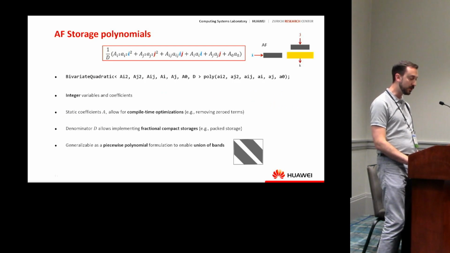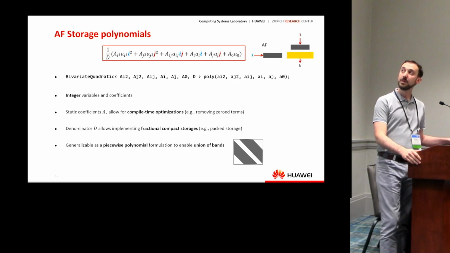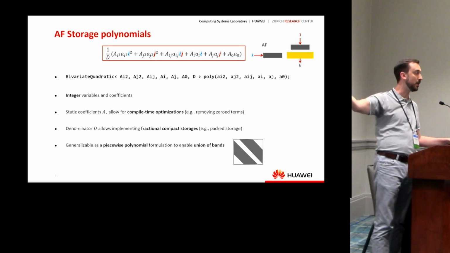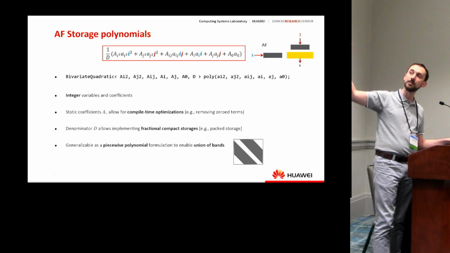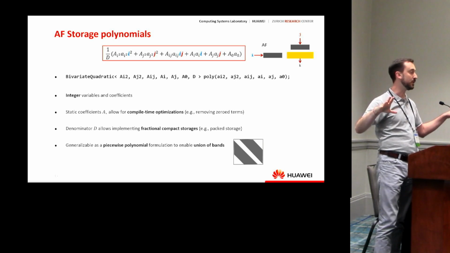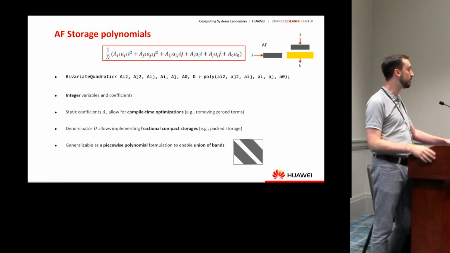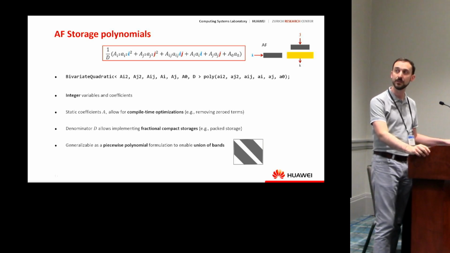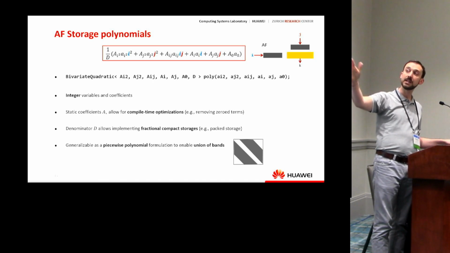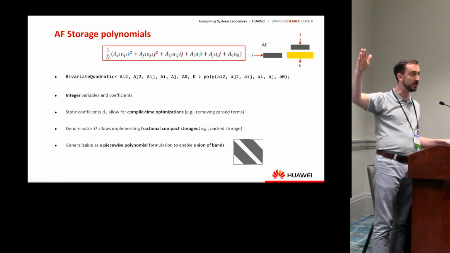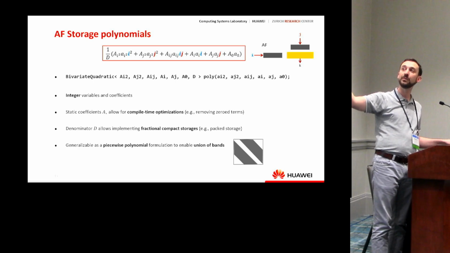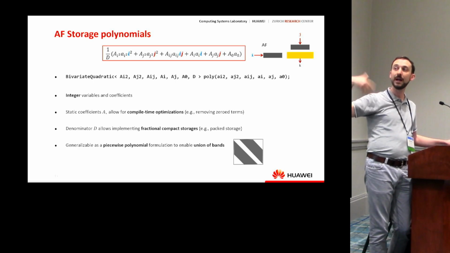So let me zoom in on the storage polynomial real quick. What we mean by storage polynomial is really a bivariate quadratic polynomial here. We chose this particular family of polynomials because we found it rich enough to essentially support major storage formats that, for example, we would use for implementing LAPACK algorithms, in a sense. So it's essentially composed of static and dynamic factors of the different terms, right? And they are all integer variables and coefficients. So the static coefficients, you can think of them as compile-time optimization enablers.